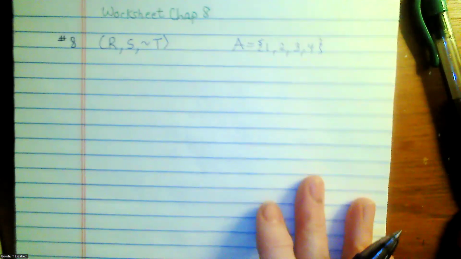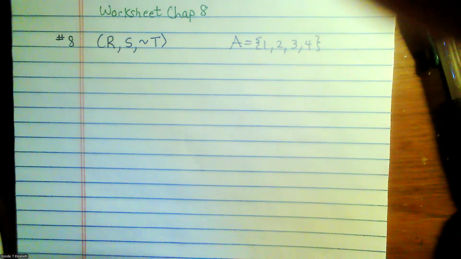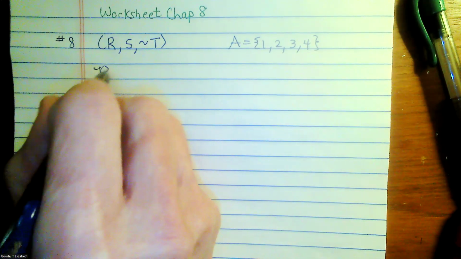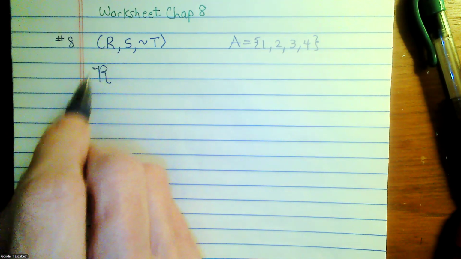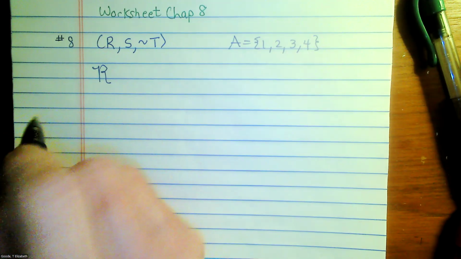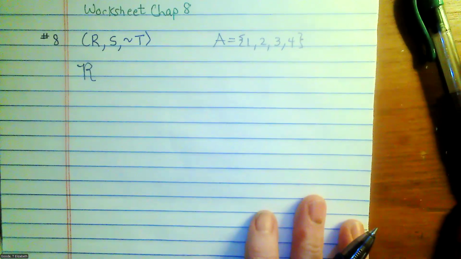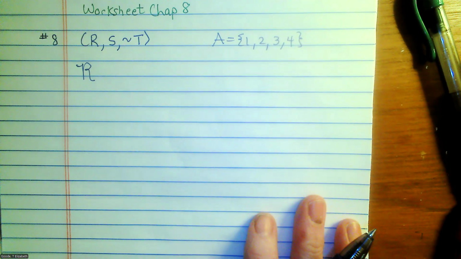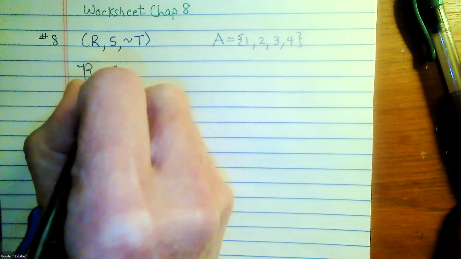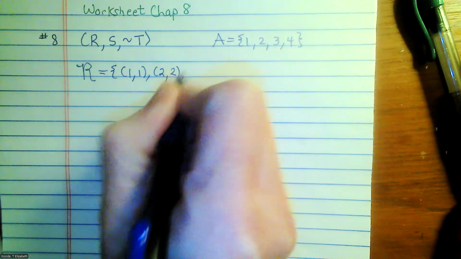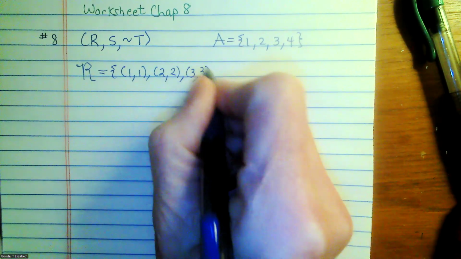So what elements for sure do we need to put into curly R? Let's think about reflexivity first. If we're going to build a reflexive relation, what do we need to have in curly R for sure? 1 to 1, 2 to 2, 3 to 3, and 4 to 4. That's right. So we have to have those for reflexivity.